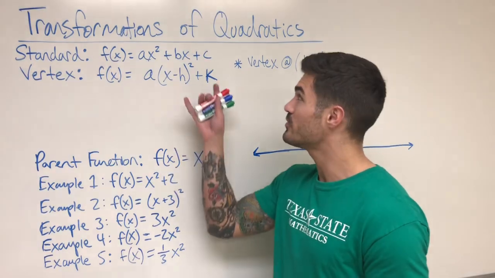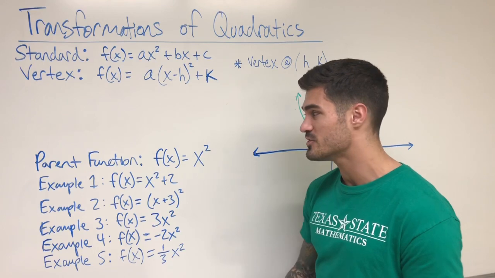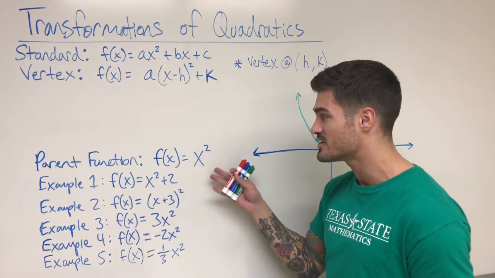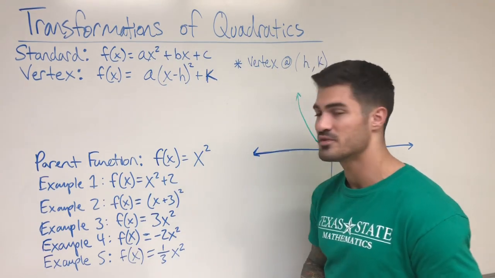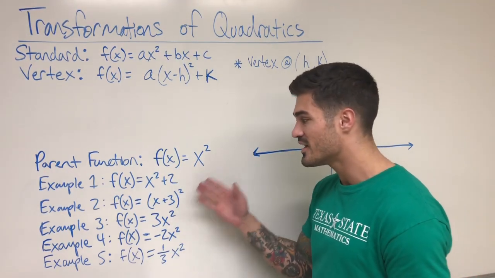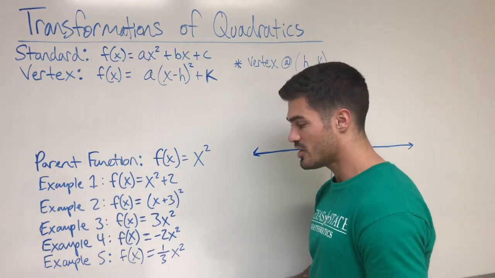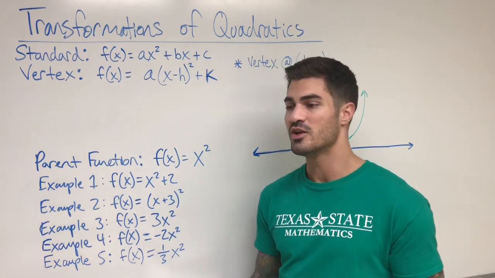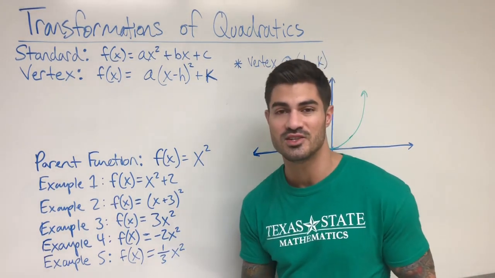But basically what we're doing when we do transformations of quadratics is we're applying different transformations to our parent function f of x equals x squared. This is our parent function. So we can build off of this function, and as you can see, these are different changes being made to the x squared, and we're going to relate all these things to come up with some general rules for how we can use these transformations to graph quadratics easier, right?